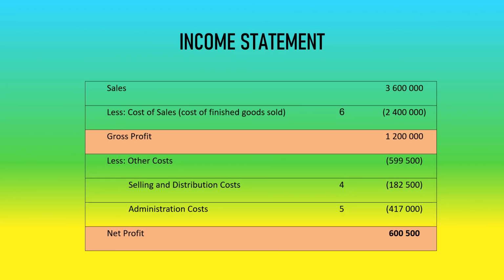Now we can draw up our income statement as per the requirement. So we have our sales. Sales was given to us, 3,600,000. Cost of sales, we calculated it previously, 2,400,000. Then we take our sales minus cost of sales, which gives us gross profit, and we get a value of 1,200,000. Now, in order to calculate our net profit, we also need to deduct other expenses, and the only expenses we had in this scenario were selling and distribution costs and administration costs. So we can discuss these calculations separately. So let's just look below.